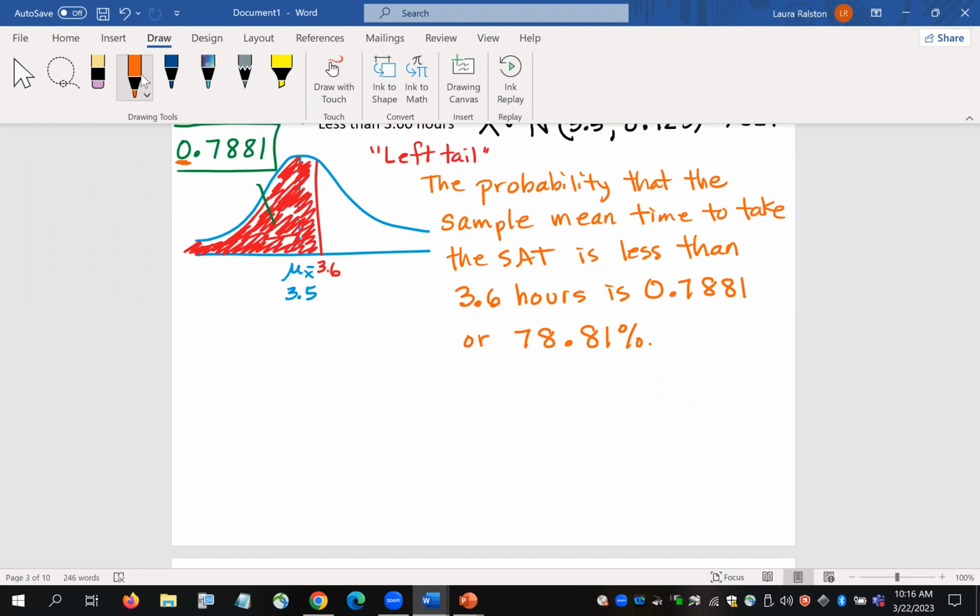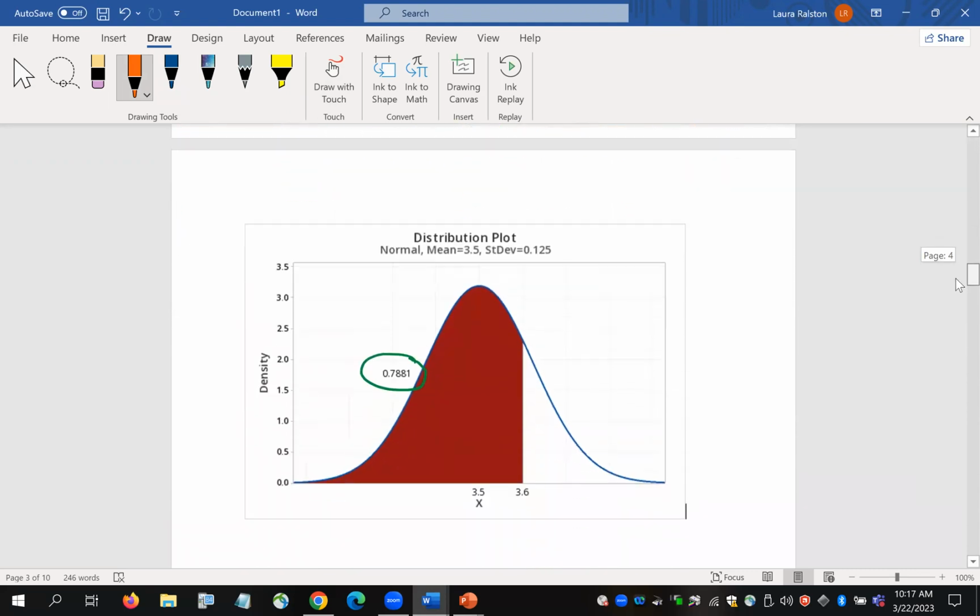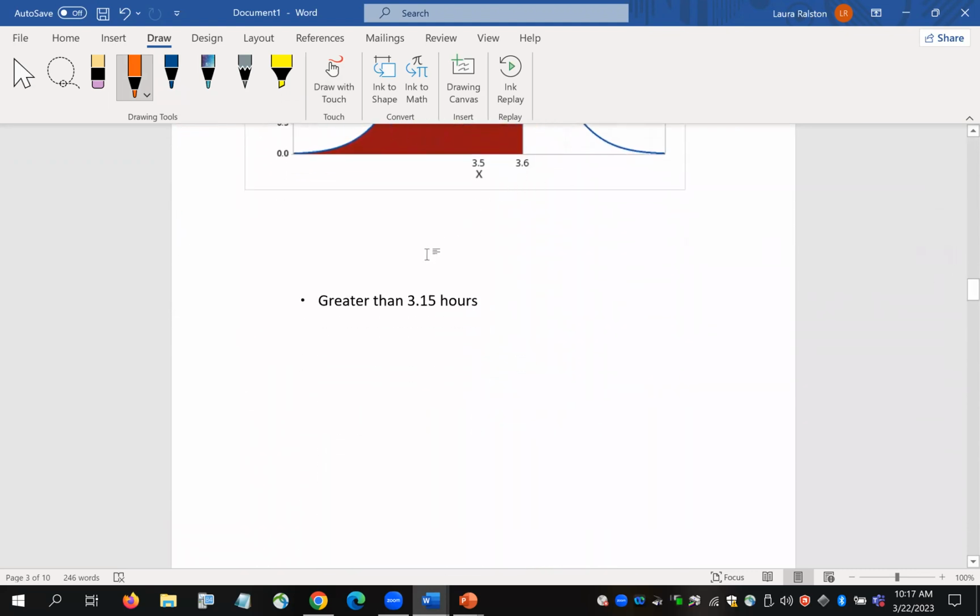Because it's really not anything new. We're still doing a normal distribution, but we have the twist of applying the central limit theorem because the original distribution was not normal. Okay, one more.